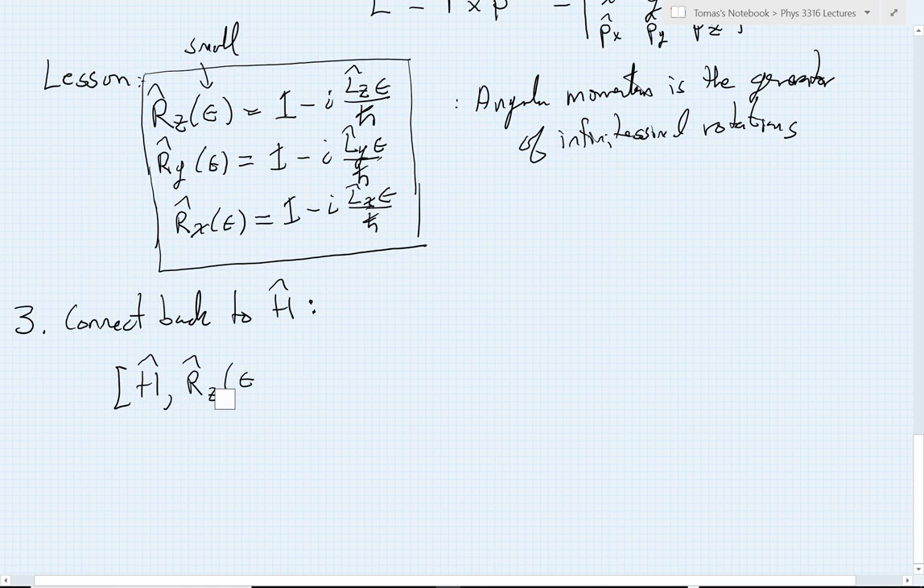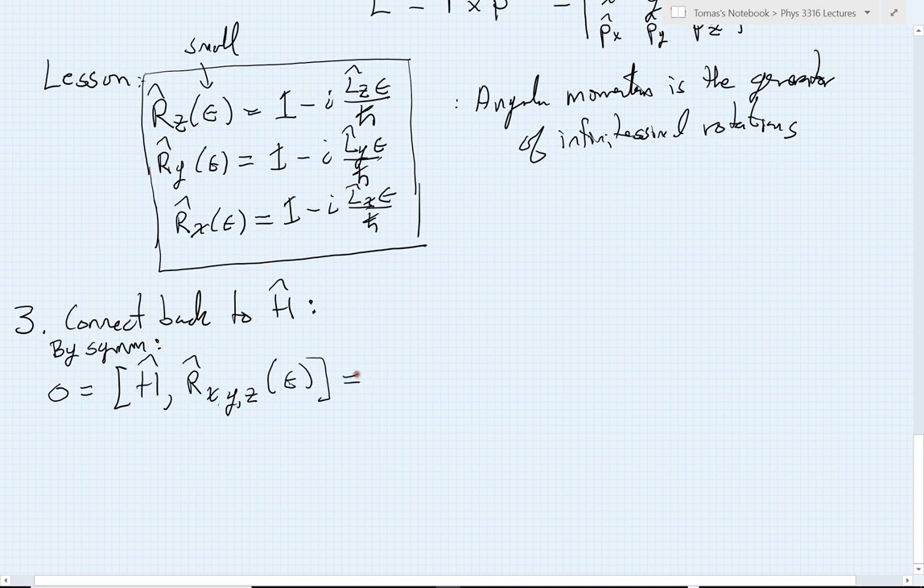So my Hamiltonian, I know, then actually will commute with all three of these different infinitesimal rotation operators. So that must be zero. That's the reflection of symmetry in quantum mechanics. So that's directly by symmetry.